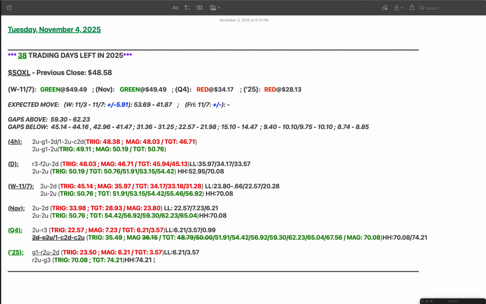SOXL is again just another great trader from an options perspective. So just continue to follow the rules and stay true to what you believe in trading SOXL, and continue to profit through the rest of the year.